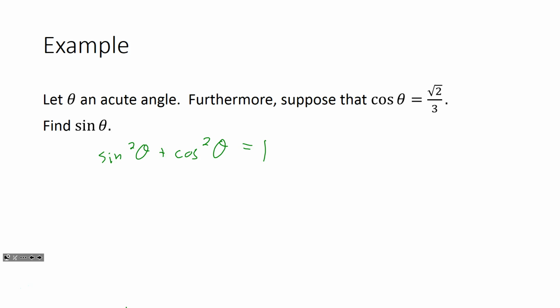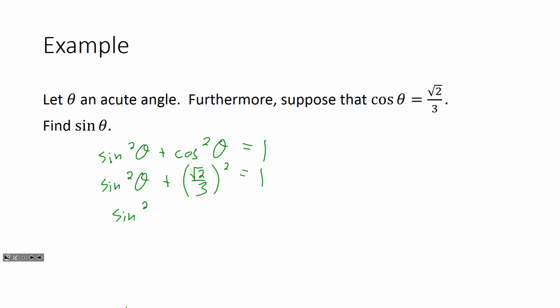Notice we want the sine, so we want that first term. It's sine squared, but we want sine. But we do know the value of the cosine already, so let's just plug that in. We'll have sine squared theta plus, and now cosine is the square root of 2 over 3. We were given that. Of course, it's squared. And then we have equals 1.